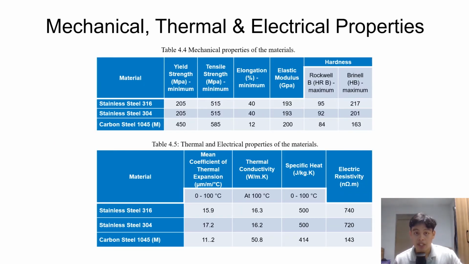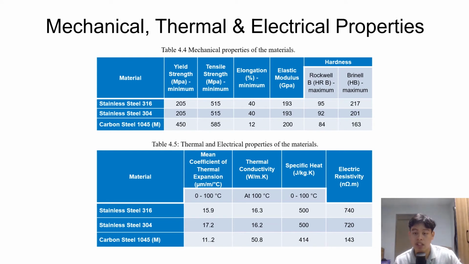So these are the mechanical, thermal and electrical properties, in which carbon steel shows the highest value for the yield strength and tensile strength, which indicate the maximum stress that can be developed in the material without causing plastic deformation, and the maximum amount of tensile stress that it can be subjected to before failure. While for thermal expansion, carbon steel shows the lowest value among the three materials, which is the tendency of matter to change its shape, area, volume and density in response to a change in temperature.